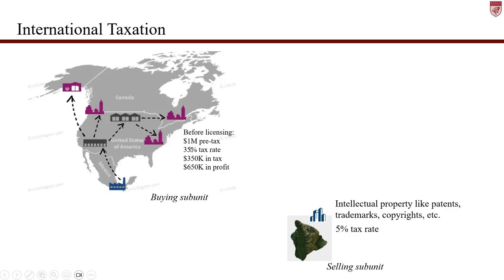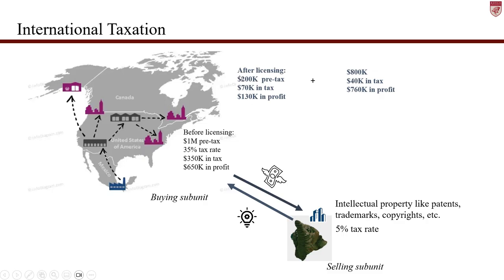Okay, so once they use their intellectual property, they're going to pay such licensing fees to the subunits. Let's say that after this transaction, so after the licensing, now the parent company has to transfer $800,000 out of the $1 million to this Bermuda island subunit, right? Leaving only 200K in the States pre-tax. After the tax rate is applied, now they have to pay $70,000 in tax to the US government, leaving $130,000 in the profit.